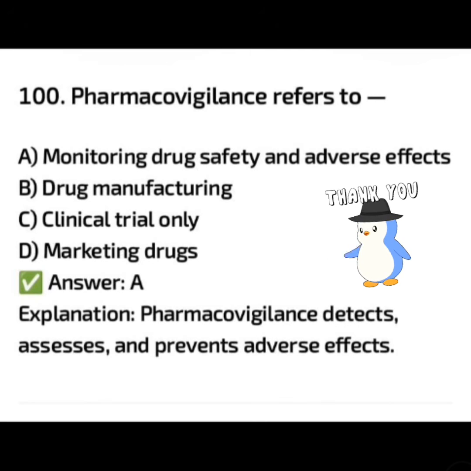Pharmacovigilance refers to monitoring drug safety and adverse effect, drug manufacturing, clinical trial only, marketing drugs. The correct answer is option A. Monitoring drug safety and adverse effect. Pharmacovigilance detects, assesses and prevents adverse effects.